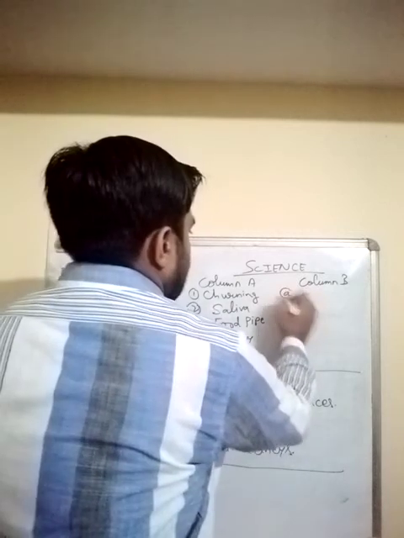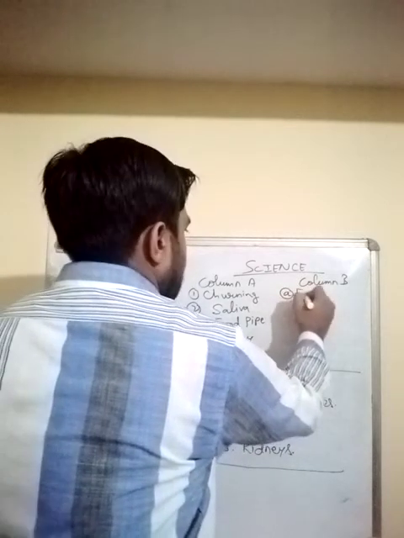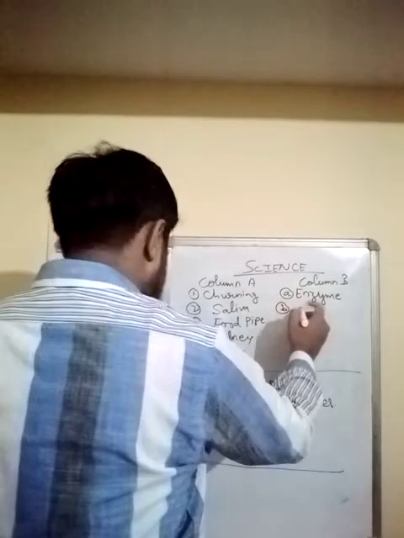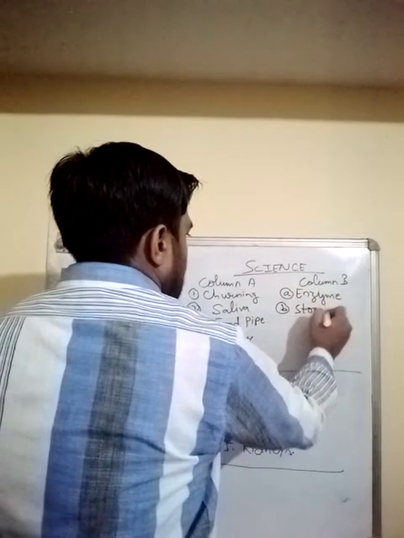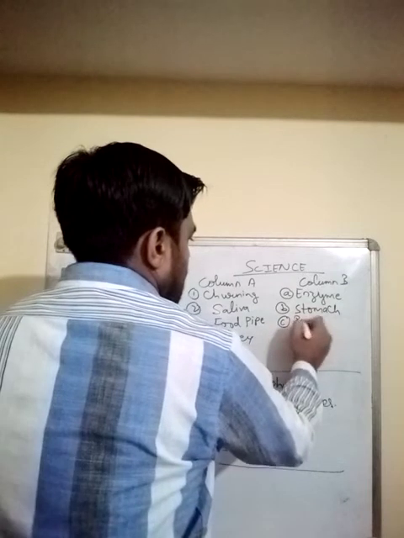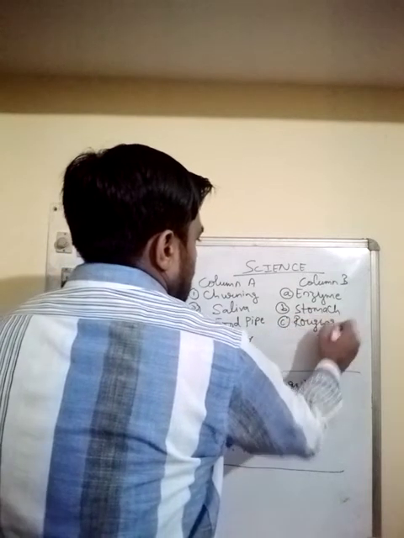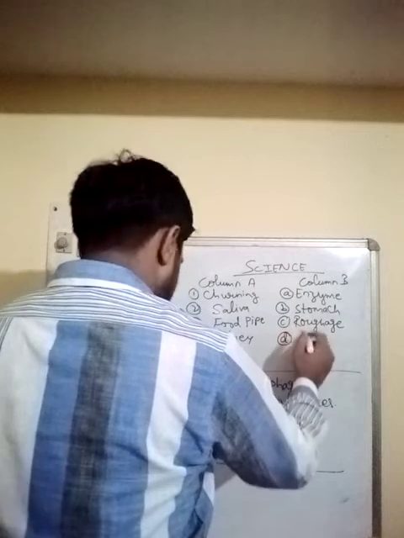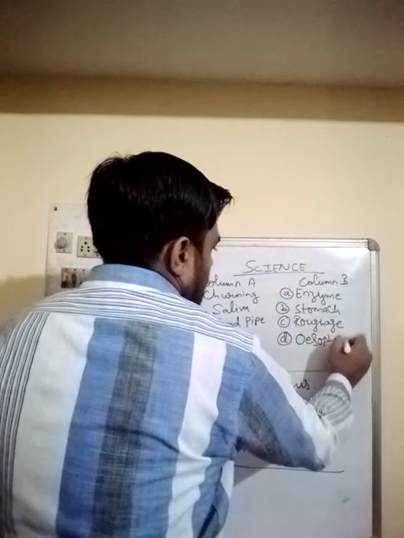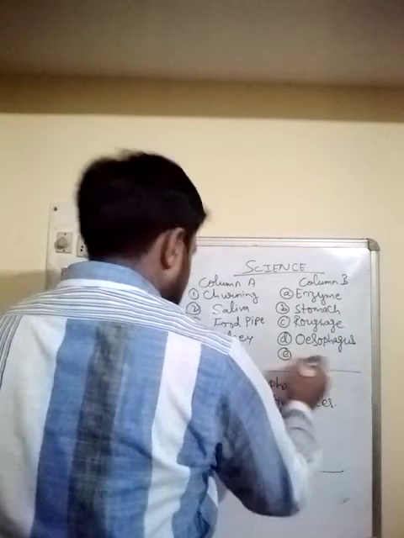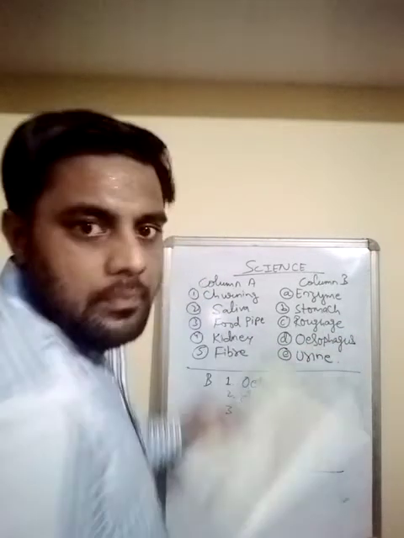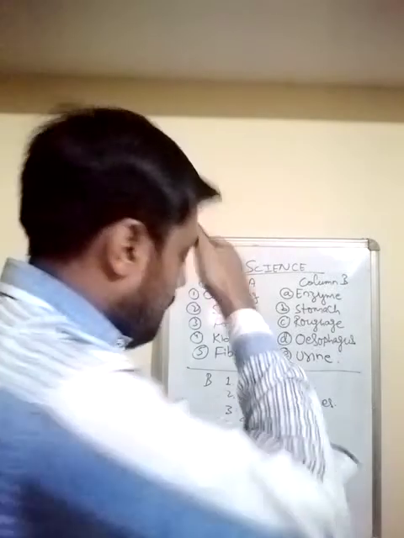And here you have option A, enzyme, option B, stomach, option C, roughage, option D, esophagus, and option E, urine. So let's match the following with this, okay? Let's do match the following.